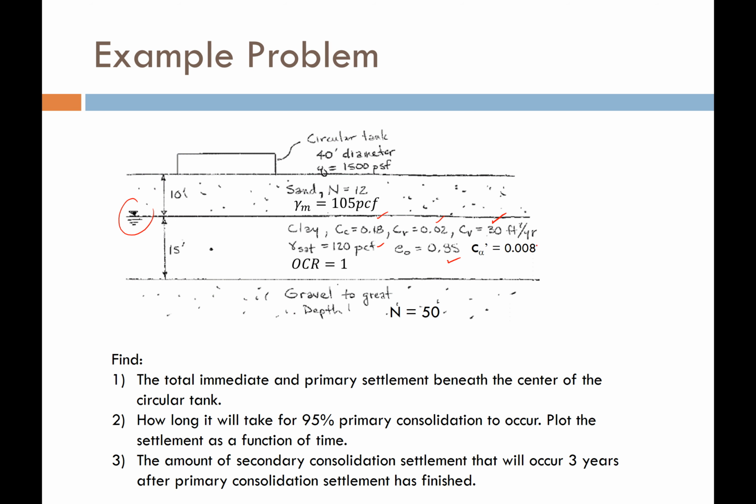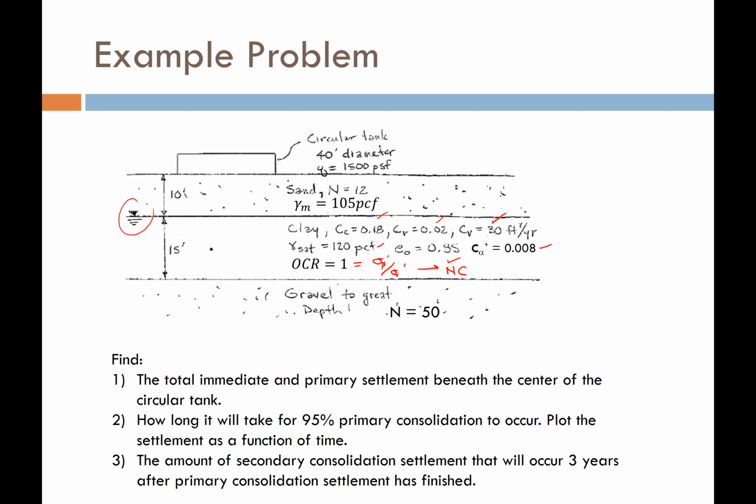and then we have a modified secondary compression index of 0.008, and we're going to say that the over-consolidation ratio, which you'll remember is the pre-consolidation stress, that's sigma p', divided by the current effective stress in the soil, is equal to 1. So what that means is that the soil is normally consolidated.